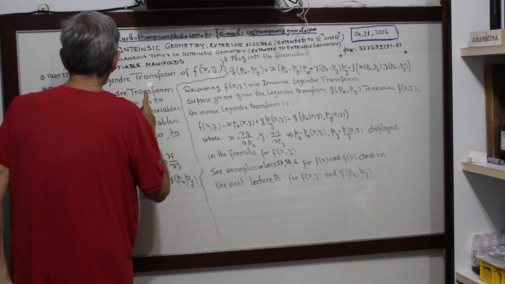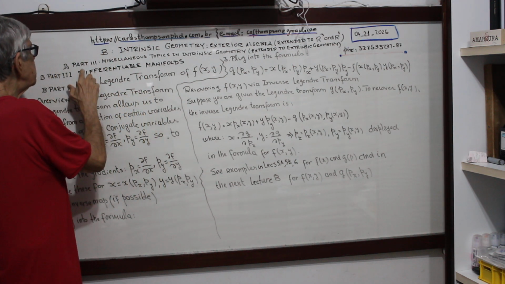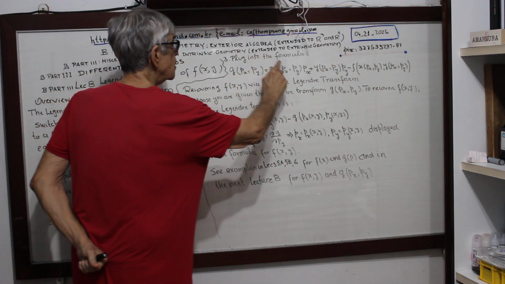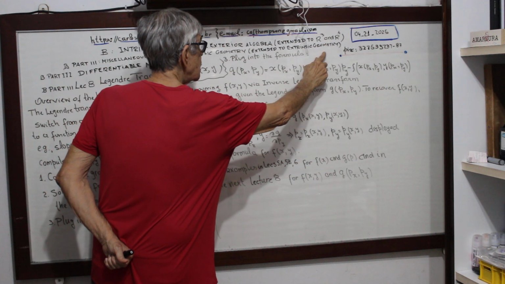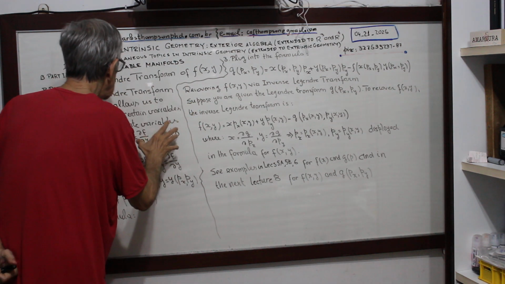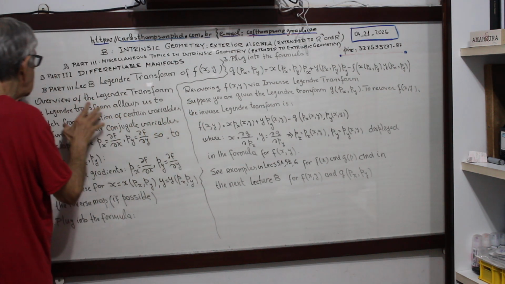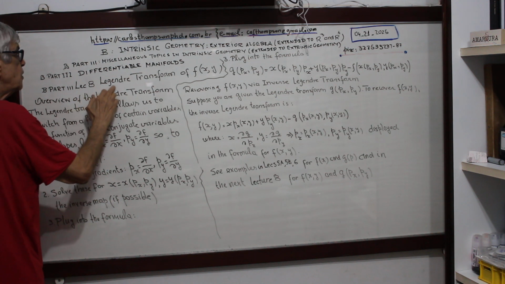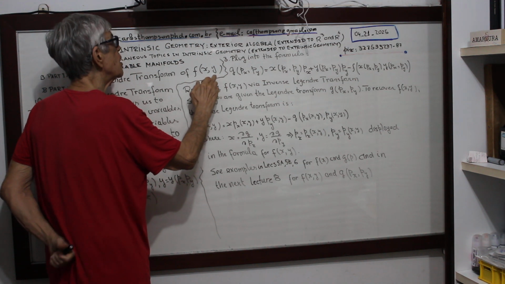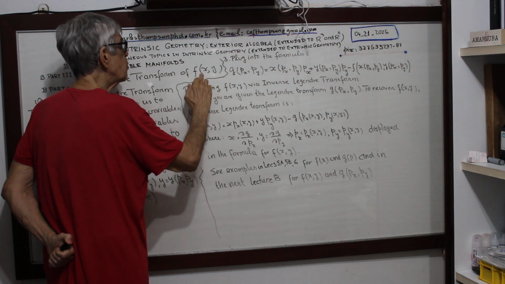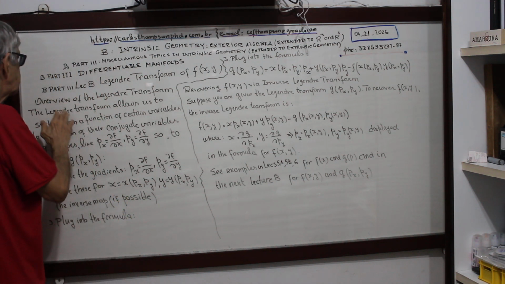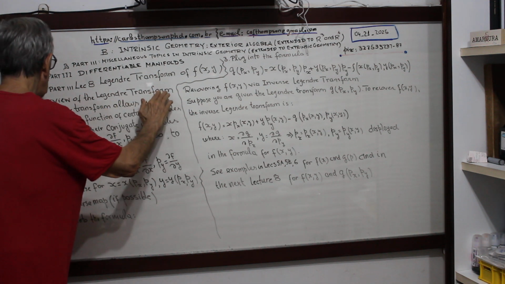So let's continue. That's B part 3, miscellaneous topics in intrinsic geometry extended to extrinsic geometry, R3 or R4. And this example here, lecture 8, is the Lagrange transform of a function of two independent variables. F is the dependent variable, x and y are the independent variables. Now, an overview of the Lagrange transform.